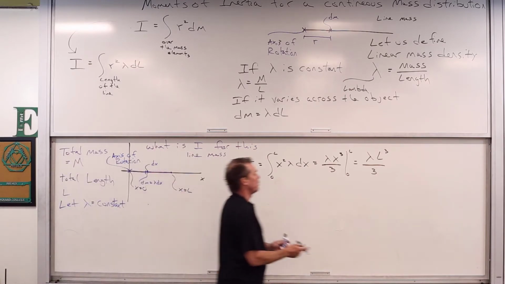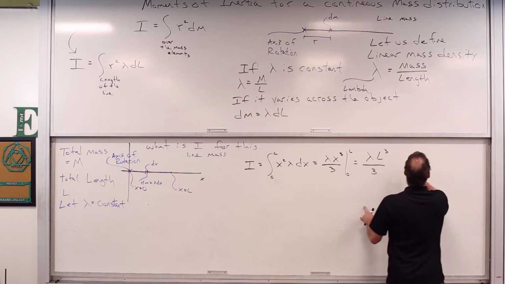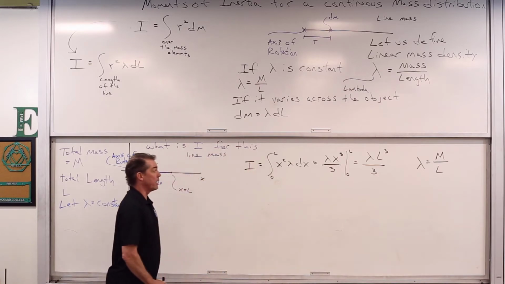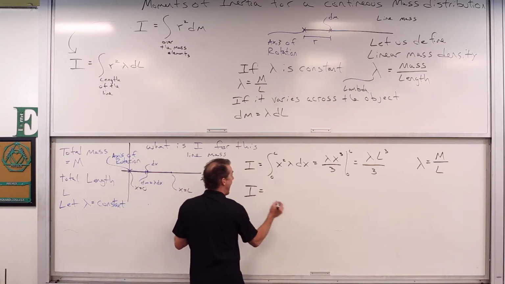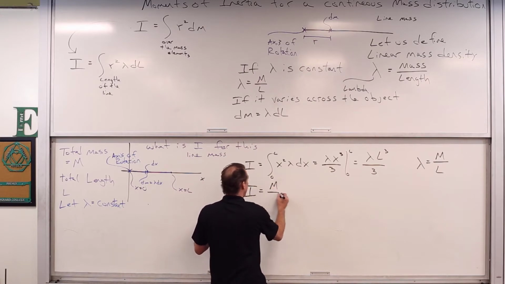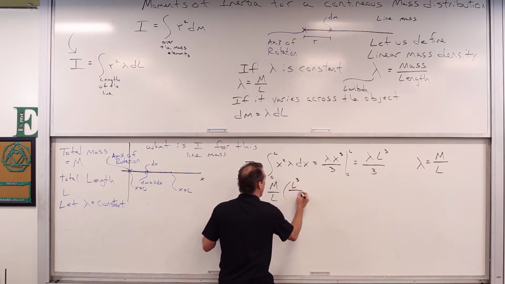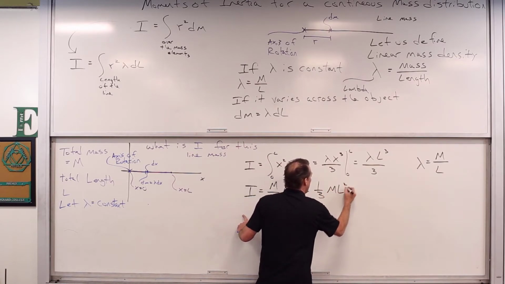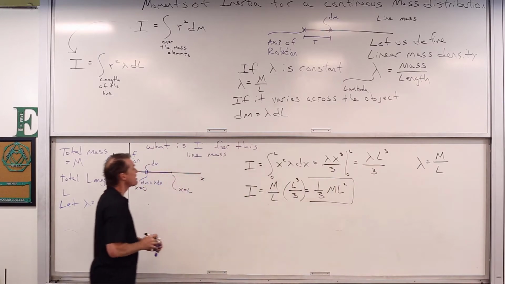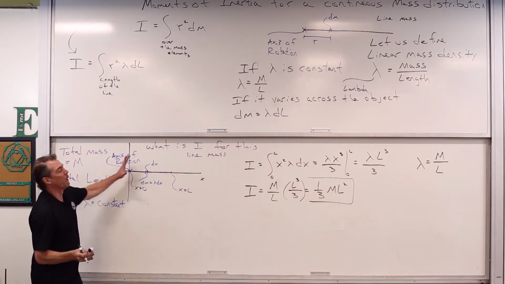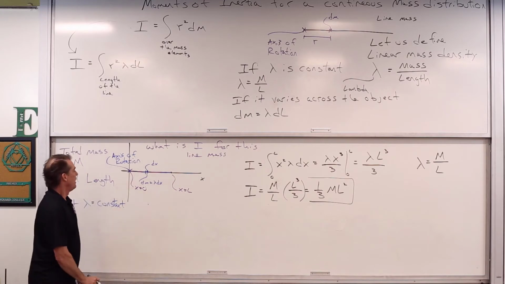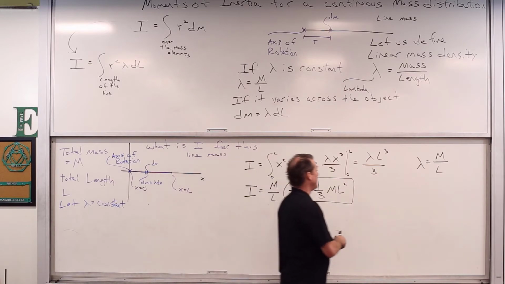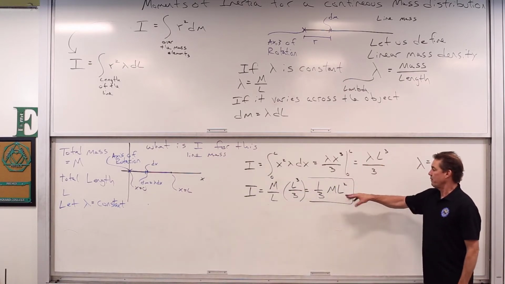Let's go back. Lambda is equal to a constant, right? If lambda is equal to a constant, it is the total mass divided by the total length of the object. So for this, we have that it is m divided by L times L cubed over 3, which is equal then to 1/3 m L squared. That is the moment of inertia of a one-dimensional rod, we usually just say a rod, with a mass m, a length L, a uniform mass density, constant mass density. That's it, 1/3 mL squared.